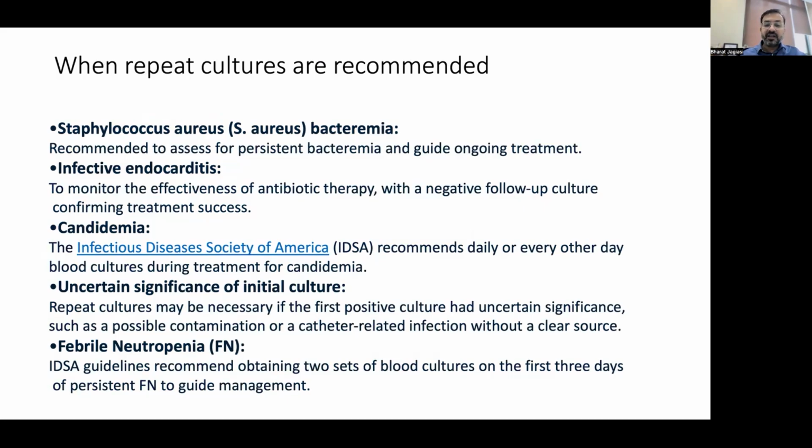Uncertain significance of the initial culture: there we come across a situation where the positive culture has uncertain significance, and as such we consider maybe it's a contamination or a catheter-related infection without a clear source, so we tend to repeat culture in those scenarios as well. Again, in febrile neutropenia, it's recommended to obtain 2 sets of blood cultures on the first 3 days of persistent febrile neutropenia to guide management.